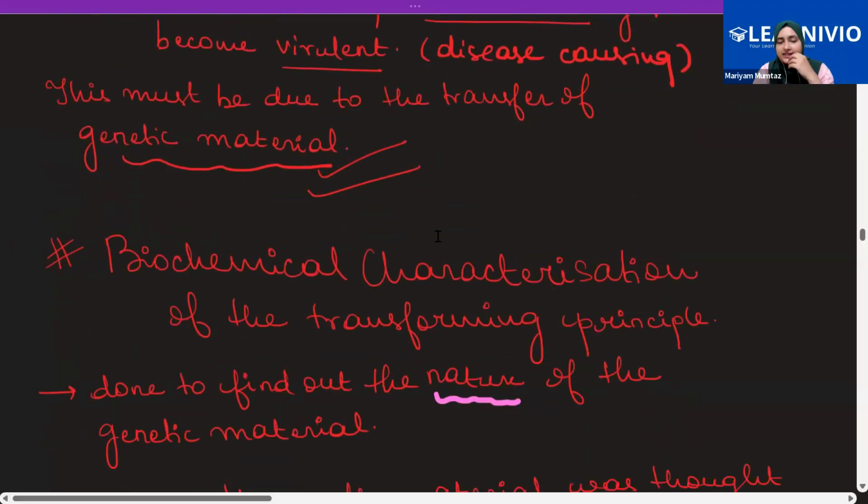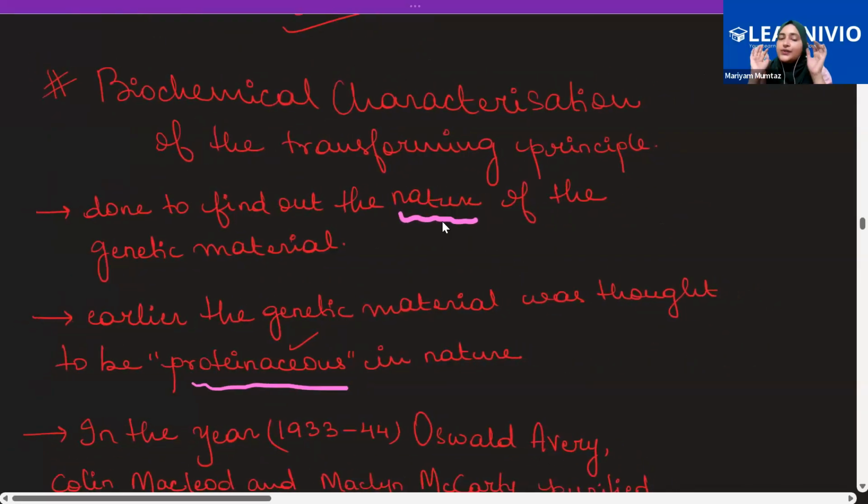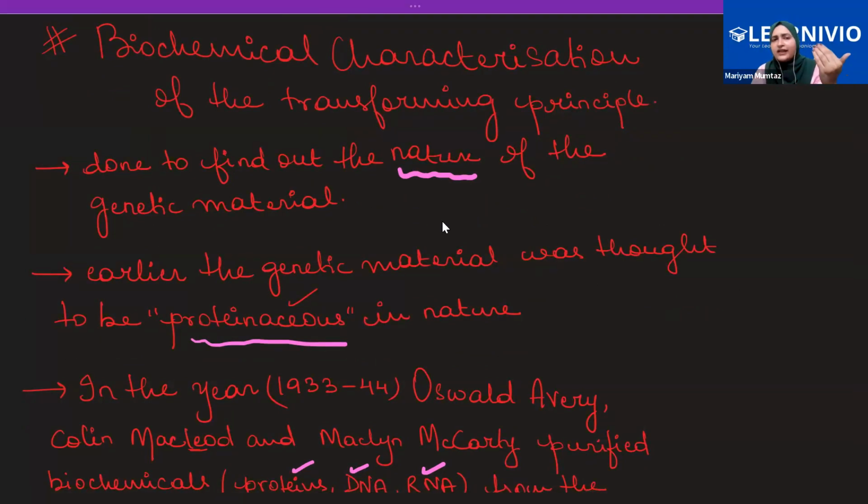All right, now let us see the biochemical characterization. Now, people, once the transforming principle was out, people started to search more on it to find out what is actually happening. Since Griffith said that it was the genetic material, people wanted to find out the nature of this genetic material. Earlier, people thought that genetic material was a protein, but later on, let us see.